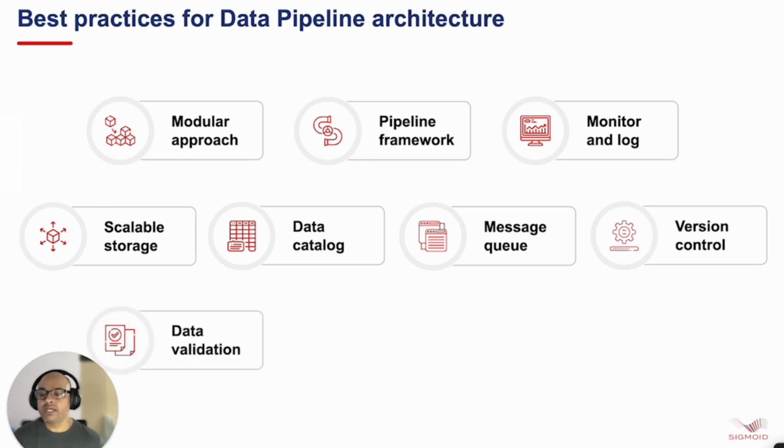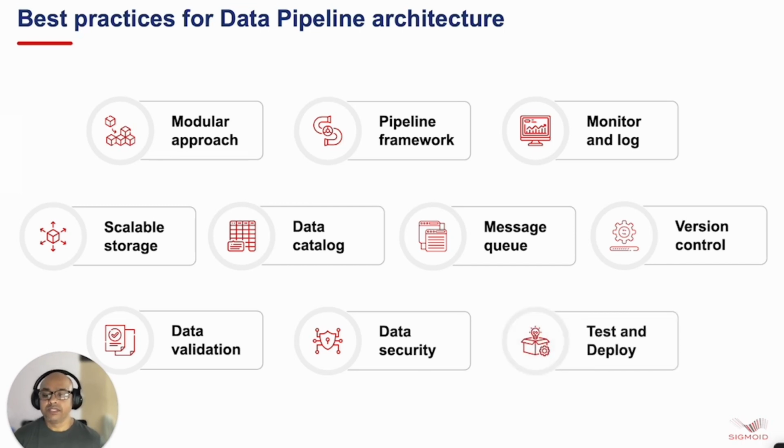Moving on to the next one, which is data validation. Validate the data at each step of the pipeline to ensure that it meets the quality and integrity standards. Data security. Use security measures to protect sensitive data and ensure compliance with regulations. Now, last but not the least is test and deploy. Test the pipeline thoroughly before deploying it into production and continuously monitor it.